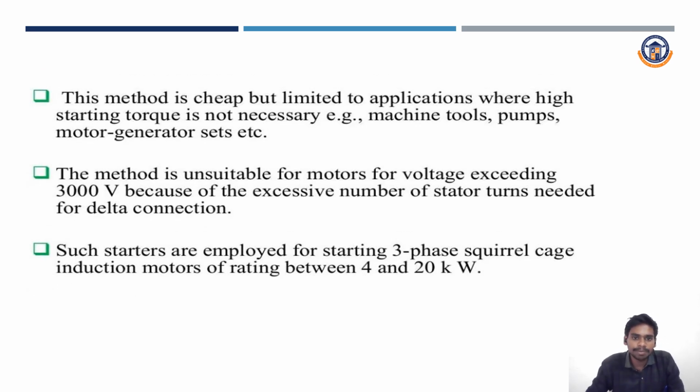This method is cheap but limited to applications where high starting torque is not necessary. Examples: machine tools, pumps, motor generator sets, etc. The method is unsuitable for motor voltage exceeding 3000 volts because of the excessive number of stator turns needed for the delta connection. Such starters are employed for starting three-phase squirrel cage induction motors of rating between 4 and 20 kilowatts.